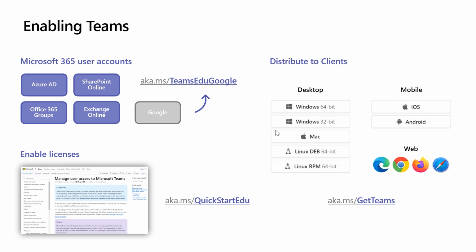Getting the client is super easy. You just go to aka.ms/GetTeams, and depending on your operating system, depending on where you're connecting from, you can download the same client as you want to use on other operating systems. So make sure to pick out the right operating system, make sure to pick out the right clients, and you can actually use all these clients based on your preference.